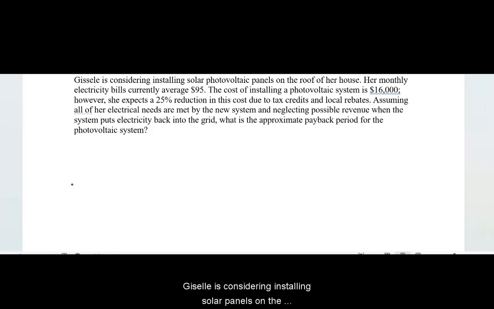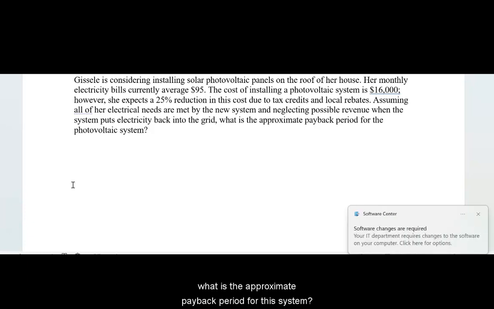Giselle is considering installing solar panels on the roof of her house. Her monthly electricity bills currently average $95. The cost of installing this system is $16,000. However, she expects a 25% reduction in this cost due to tax credits and local rebates. Assuming all of her electrical needs are met by the new system and neglecting possible revenue when the system puts electricity back into the grid, what is the approximate payback period for this system?